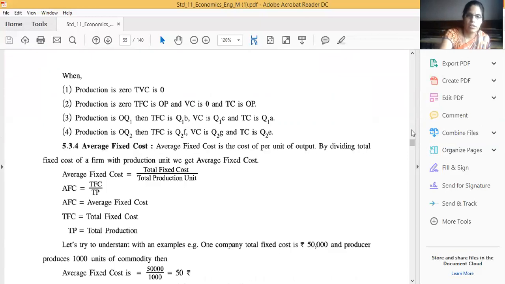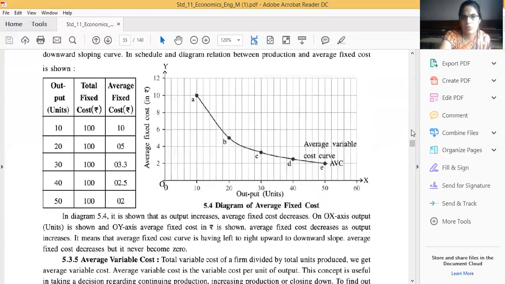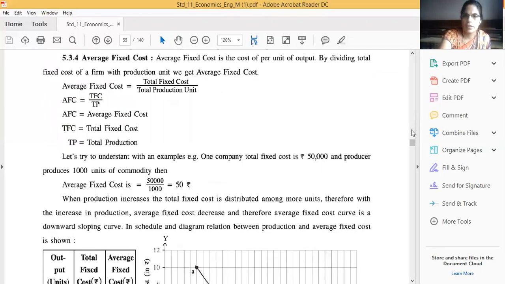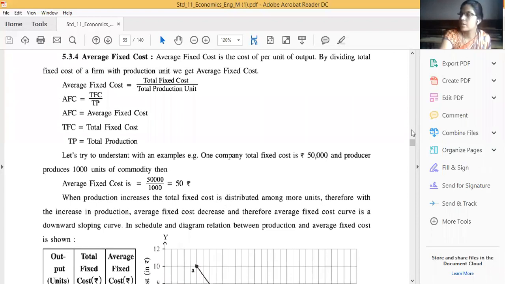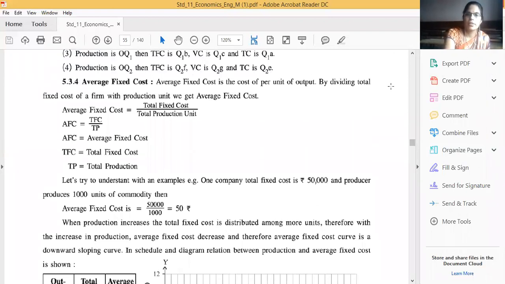Average fixed cost. This one topic also we have completed. Average fixed cost means per unit cost. We can get average fixed cost by this formula. Average fixed cost is the cost per unit of output, and we can get it by this formula.